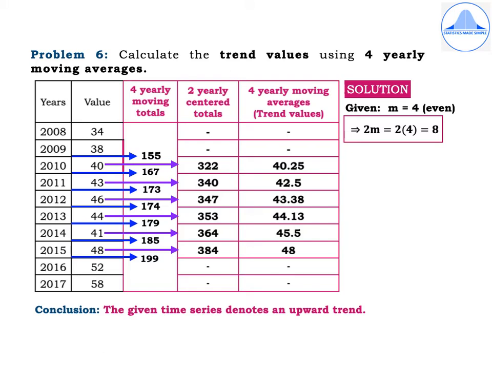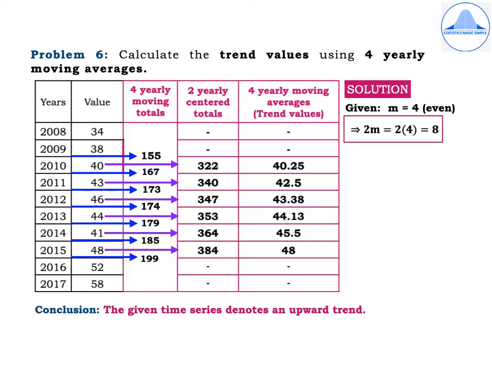Now to find out the next 4-yearly moving total, add 38, 40, 43, 46. I get the total as 167 and write it corresponding to the middle year, that is in between 2010 and 2011. Continue in a similar manner, and the other 4-yearly moving totals are 173, 174, 179, 185, 199. Next column is the 2-yearly centered totals. How do we get this?